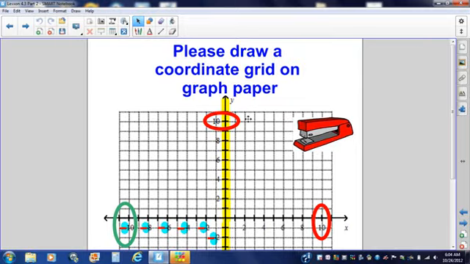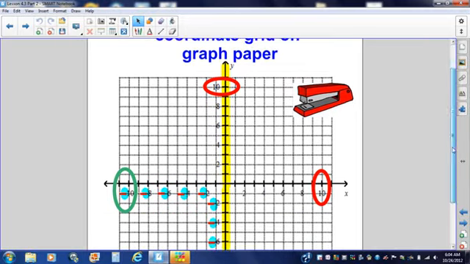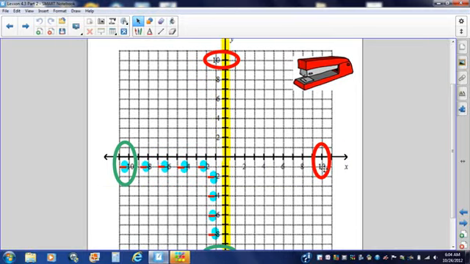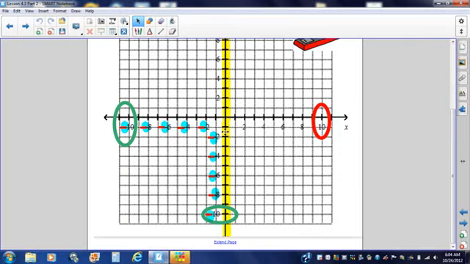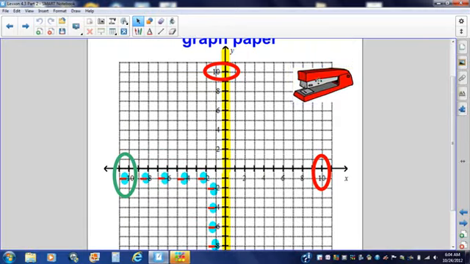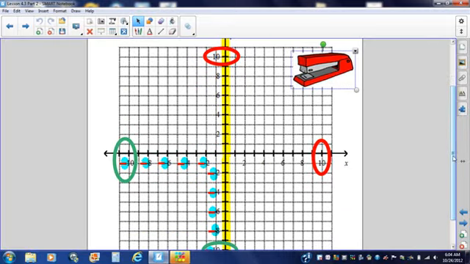All right, I would like you guys to take out a piece of graph paper and draw yourself a coordinate grid. As always, you're going to go to the right to positive 10, up to positive 10, left to negative 10, and down to negative 10. Take a stapler, staple it into your spiral. Pause this podcast. Please draw your coordinate grid, and then hit play on the podcast.